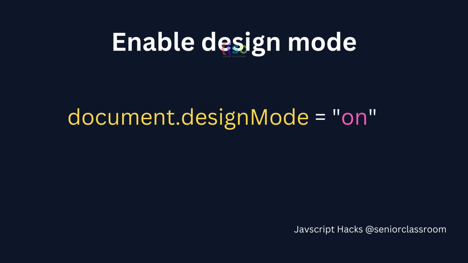Next is enabling design mode. This function, which is not normally switched on, allows you to select and edit any text on a website. This makes it easier to quickly try out different texts or words without changing the source code. To activate this function, only this code is required.